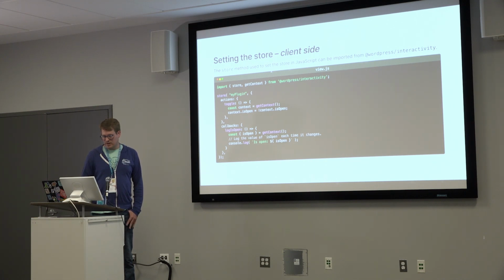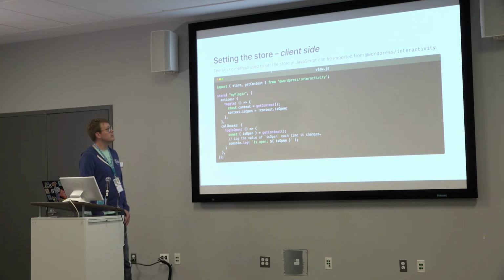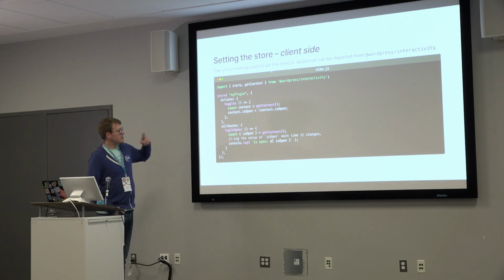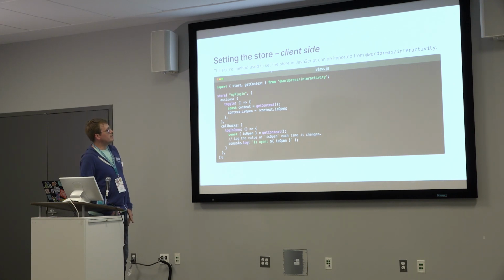The store of setting store in your view.js. We have actions, callbacks, and the state that are usually available. Here we're using a callback, and let's see, get context. Oh, that's just a simple Boolean toggle.